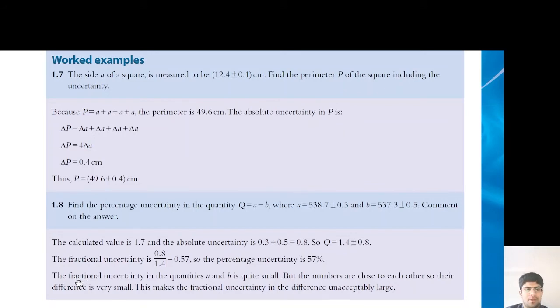Now the fraction uncertainty in the quantities a and b is quite small, but the numbers are close to each other, so their difference is very small. This makes the fractional uncertainty in the difference unacceptably large.